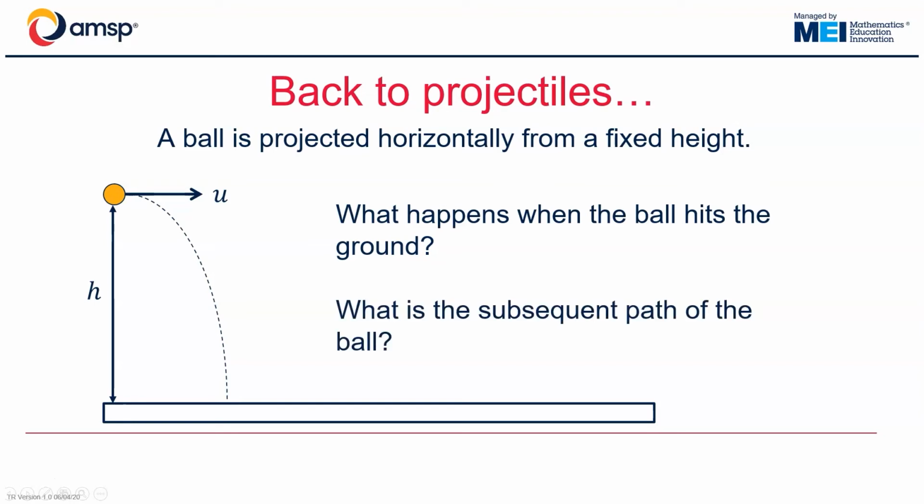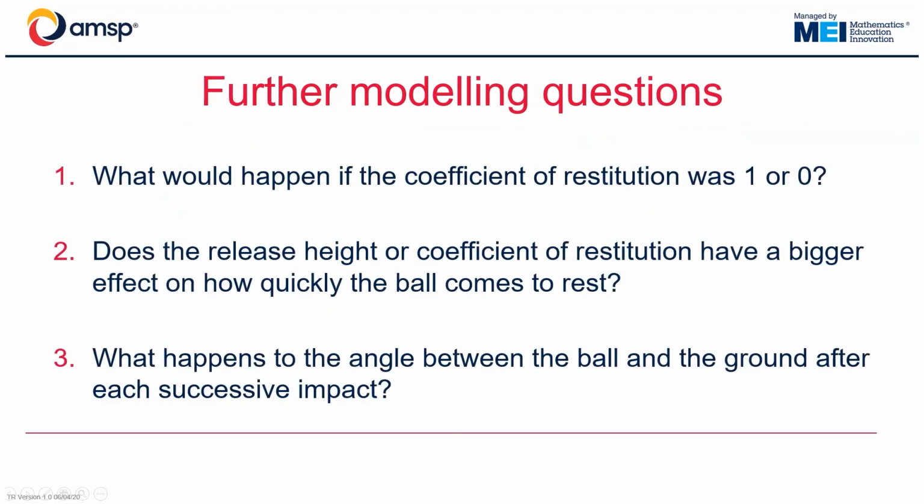We could challenge students to predict what the subsequent path of the ball would look like. They can probably sketch freehand roughly what it would be, but we can challenge them to add as much detail as possible. For example, if we knew the value of e, the coefficient of restitution between the ball and the ground, would they be able to predict subsequent heights of each subsequent bounce? We could ask many further questions.